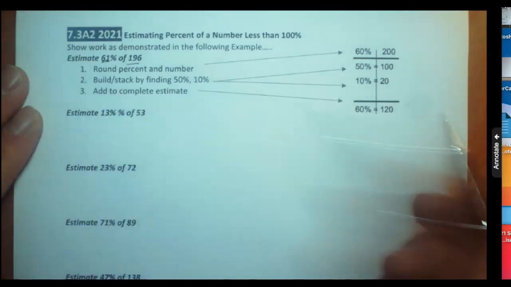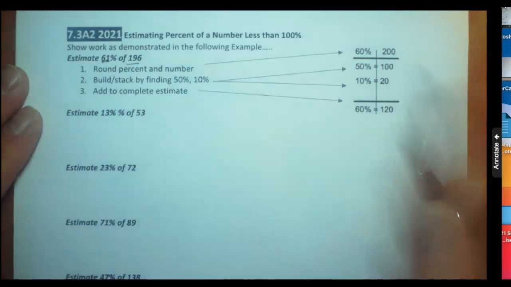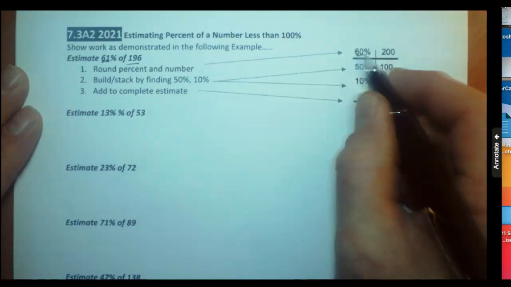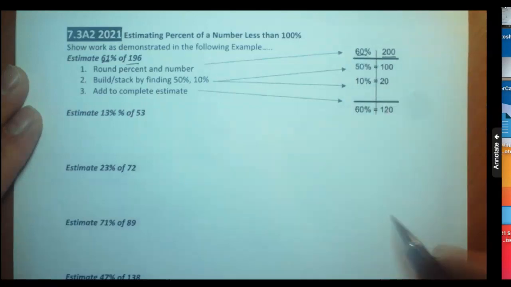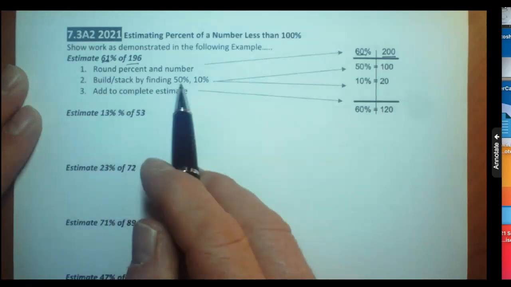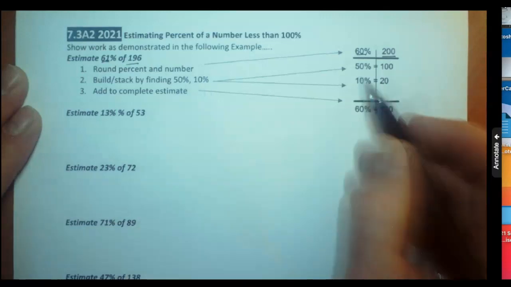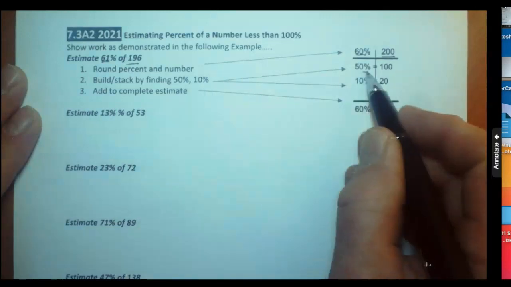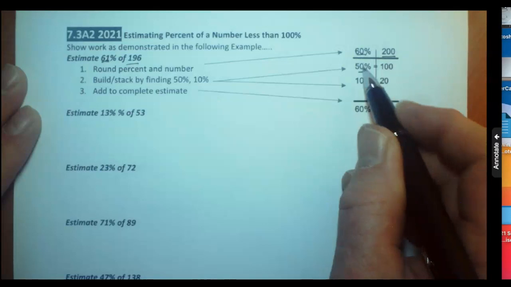The first thing we do is round those numbers to friendly numbers. So I went with 60% of 200. And then we're going to build or stack our estimate using 50% and 10% of a number. Well, 50% of a number is half of it. So to get to 60, I'm going to go with the 50% and the 10%.